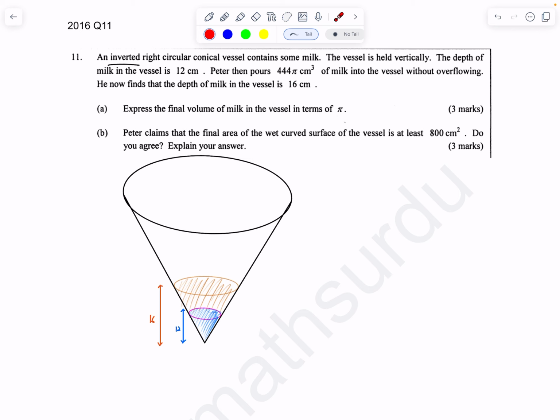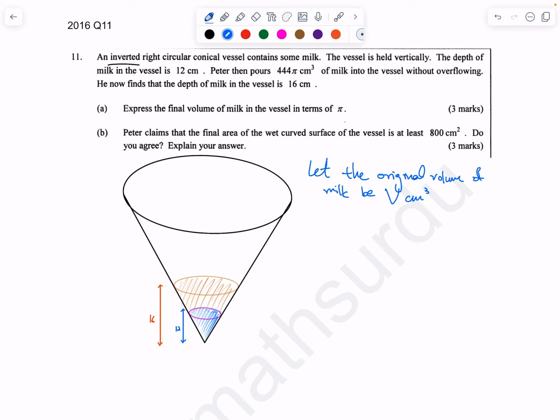And then what else do we know? We just know that this much, this brown milk is 444 pi. Do we know this one here? Actually no, we don't. So how can I find that first? Now there's a lot of methods, of course. I'll always use the let word because in this question you can get confused. Let the original volume of milk be, let's say, V cm cube.